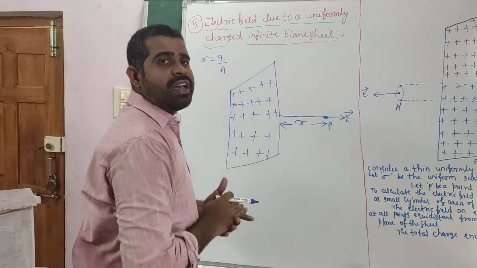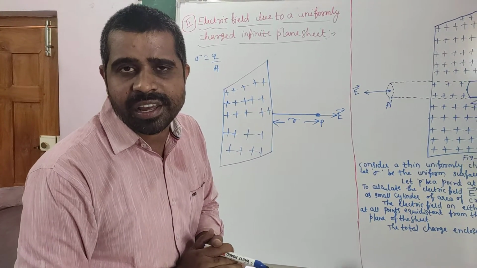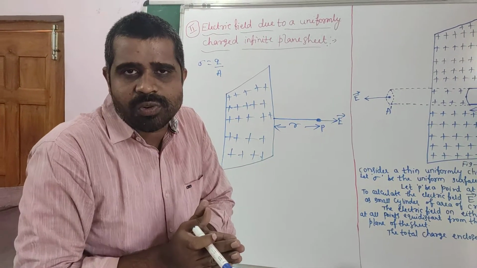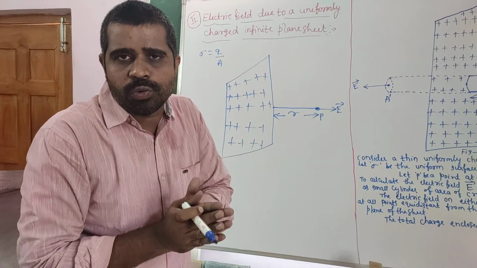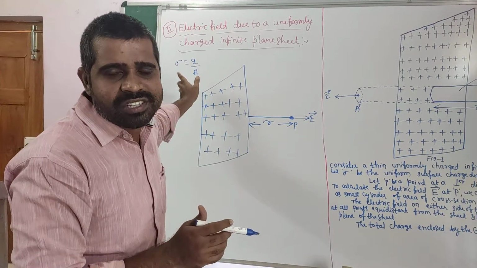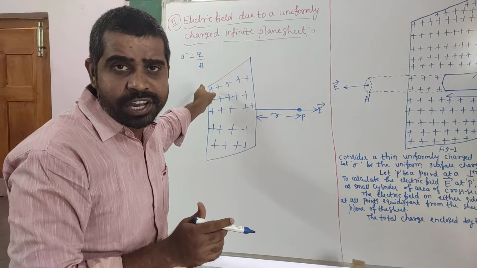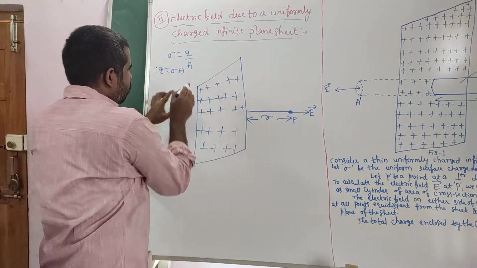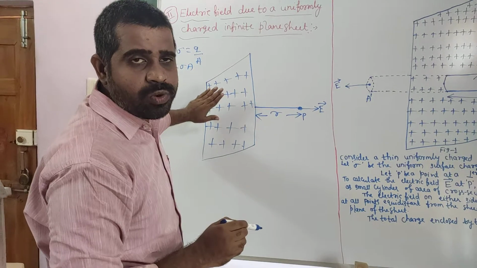What is sigma? Surface charge density. Here, how to count the charges? यहाँ पे charges कैसा count कर सकते हैं? Sigma is equal to Q by A. What is sigma? Surface charge density. Surface charge density is defined as charge per unit area. Therefore, Q is equal to sigma A.